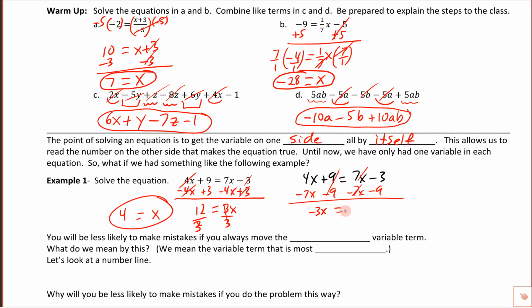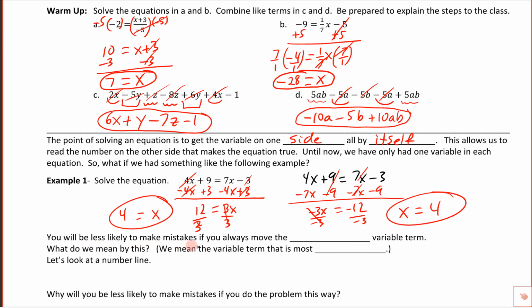So those would cancel, and then we end up with a negative 12 here. And of course we need to get rid of that negative 3, so we're going to divide both sides by negative 3. So we're going to cancel that, and we end up with x equals 4. Again, notice that we've got the same answer on both of those, but this one tends to be a little bit better, and here's why.